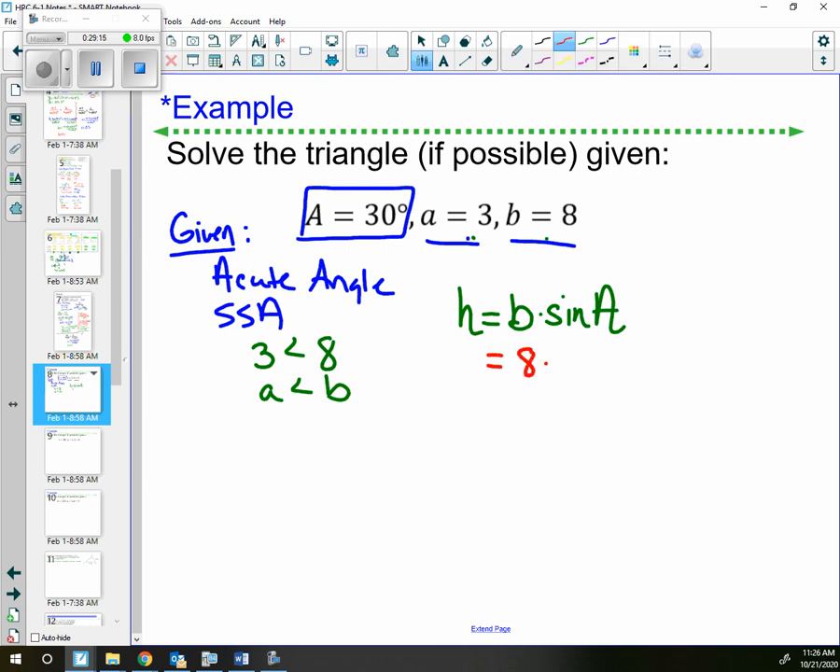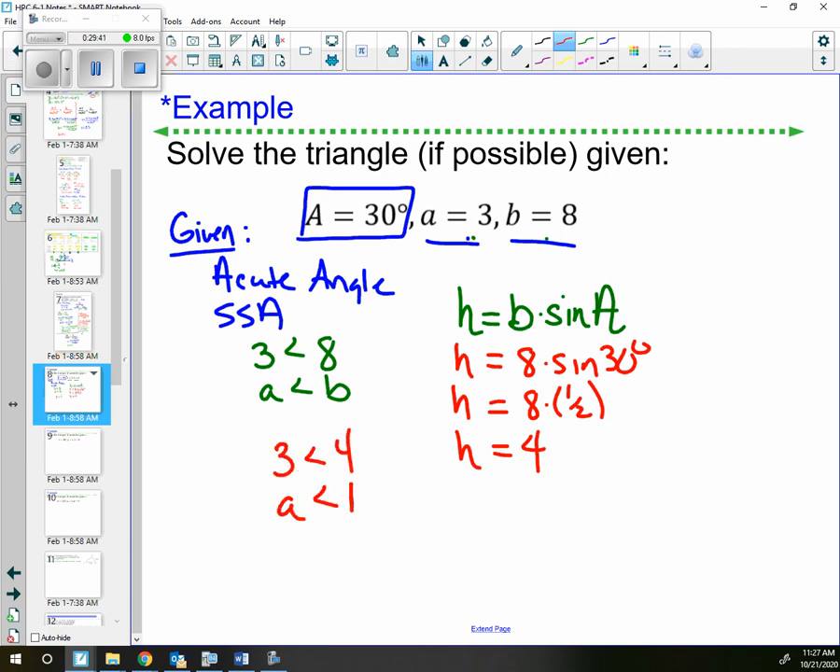So 8 times the sine of 30 degrees. Let's go ahead and calculate that out. Sine of 30 is a half, so that is going to be 4. All right, let's see how that compares. My side A, which is 3, is less than the 4. So the 3 is less than the 4. That means A is less than the height. So it's less than the other side, but it's even less than the height.